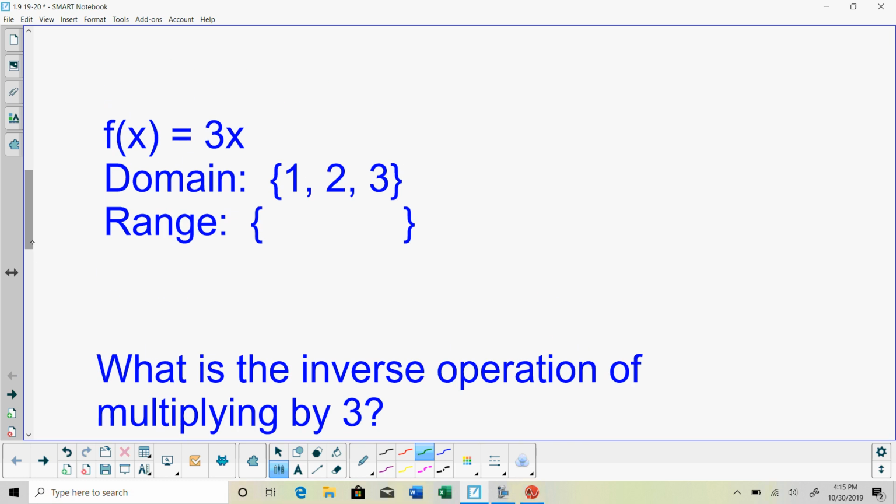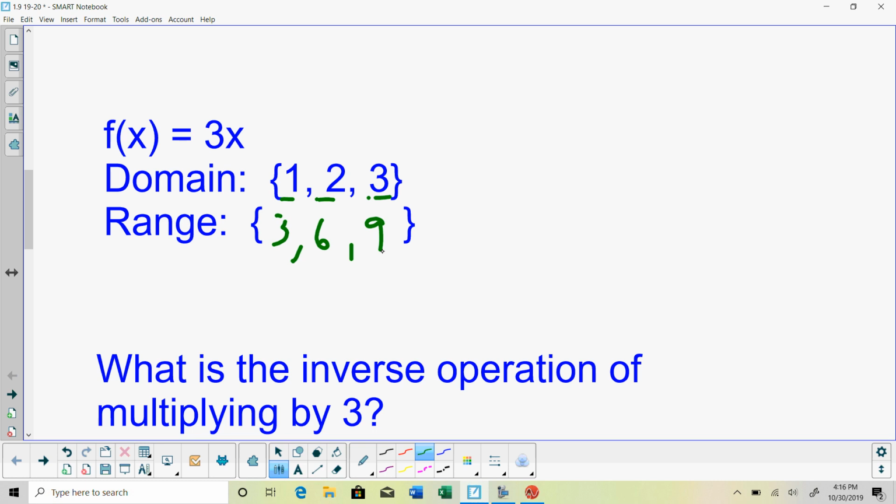Okay, so let's take a look at this example. If f of x is equal to 3x, and I am explicitly defining that the domain is just 1, 2, and 3, then our range would be what? Well, if I plug in 1, I would get 3. If I plug in 2, I would get 6. And if I plug in 3, I will get 9. So my range would be 3, 6, and 9.